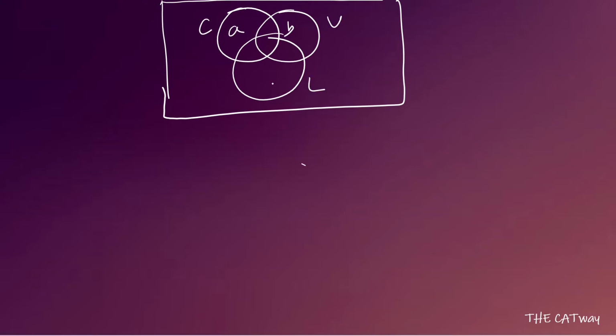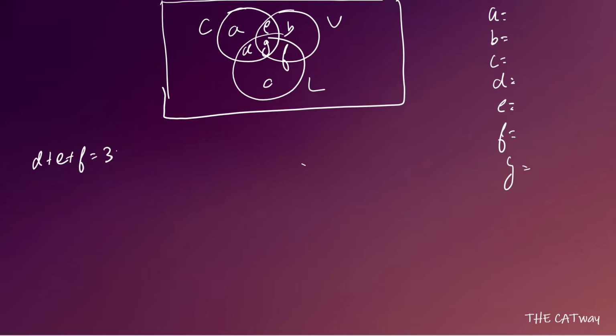We have A, B, C, D, E, F, and G. We have n is equal to 0, so we do not need to write it. Let's see if we can find any of them. So the first thing which we have been given is that D plus E plus F is equal to 32.